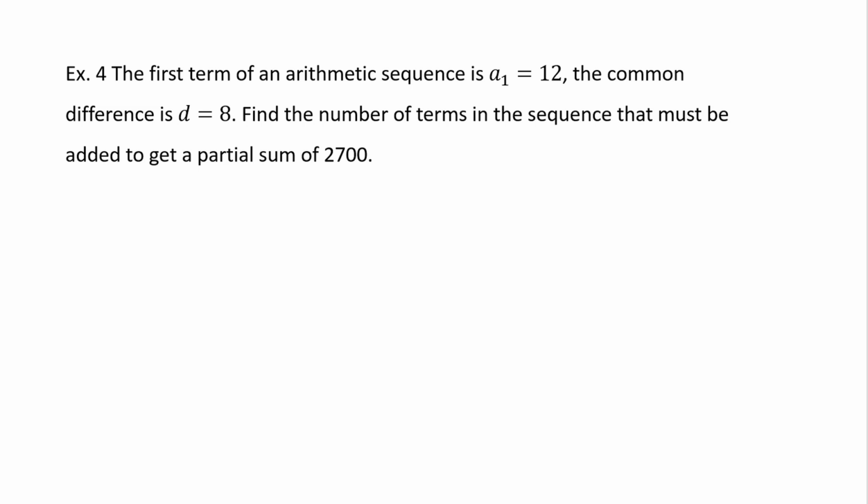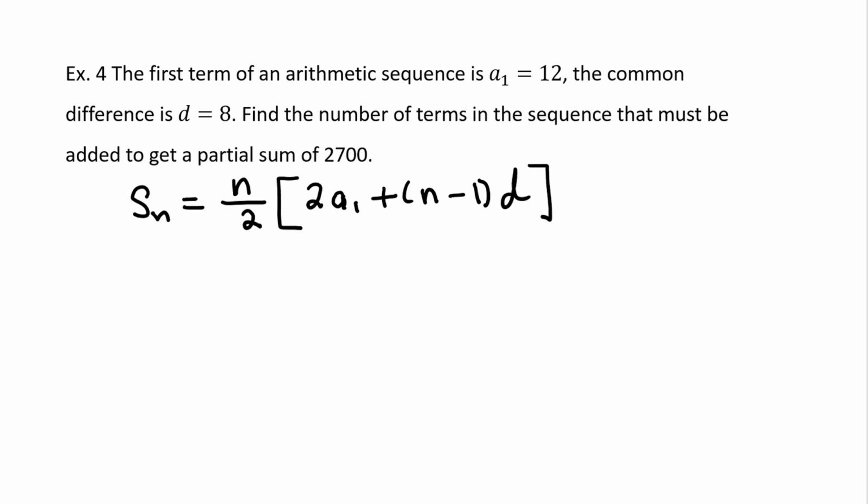The first term of an arithmetic sequence is a sub 1 equals 12. The common difference is d equals 8. Find the number of terms in the sequence that must be added to get a partial sum of 2,700. So we have a couple of options to choose for the partial sum formula. I'm going to use S sub n equals n divided by 2 times 2 times the first term a sub 1 plus n minus 1 quantity times d.